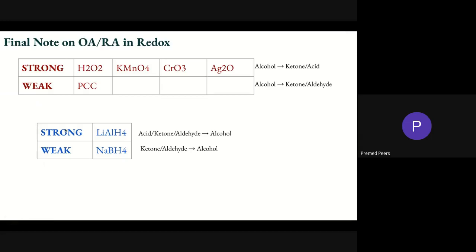And then for the reducing reagents, there are two types. Again, for the strong one, you can go all the way down from acid to the alcohol. However, when you have the weak one, no acid again, it doesn't do anything to the acid. So the key thing here is if you have a weak oxidizing or reducing reagent, no acid product for a weak oxidizing reagent. And if it is a reducing reagent and it's weak, there is also no reaction with the acid itself.